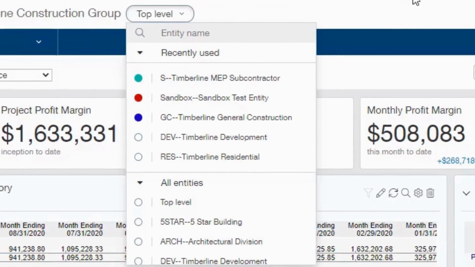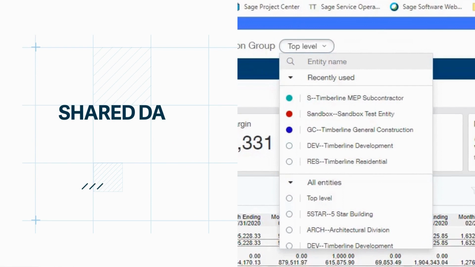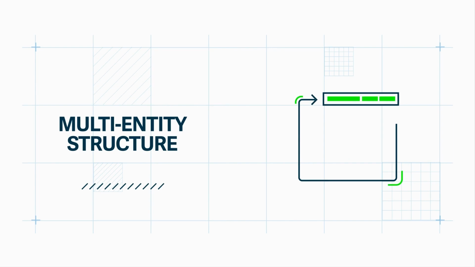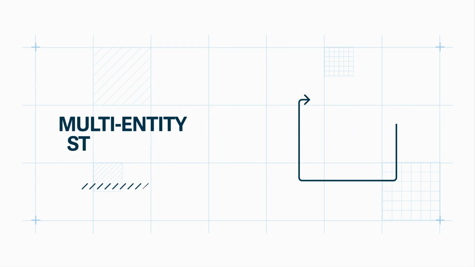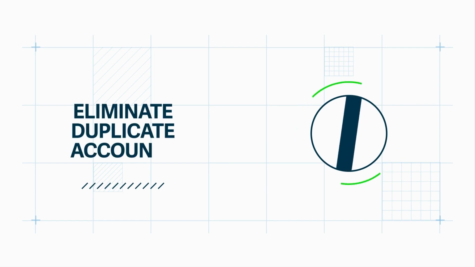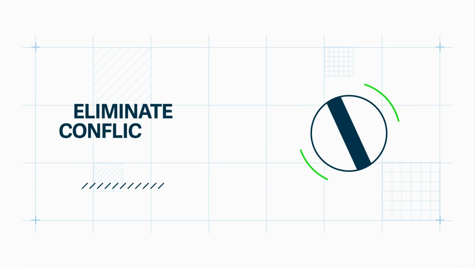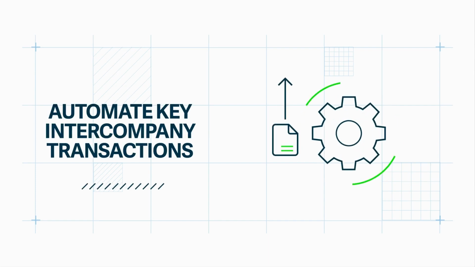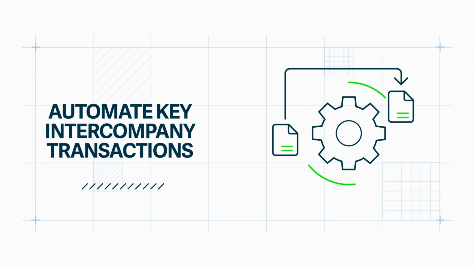Each of these entities can be managed independently, or we can share the data and attributes with some or all other entities if needed. This multi-entity structure allows us to establish a common vendor or customer file, or even a general ledger chart of accounts at the top level. We can then share those files with other entities, which allow us to eliminate duplicate accounts or any conflicting information. This also allows us to automate key intercompany transactions between related entities, which can help expedite month-end close.